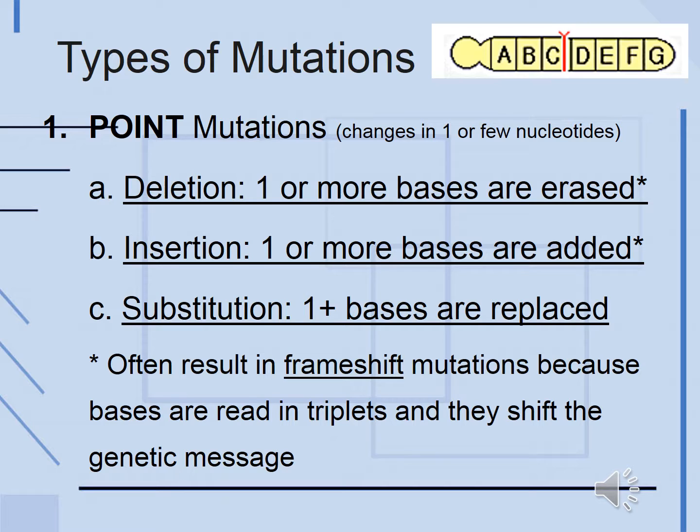As opposed to substitution, where if you just change one, interchange it for another one, it doesn't change the reading frame. So the ribosome may not read that one amino acid right, but the rest of the amino acids are going to be put in order, so you're going to be fine.